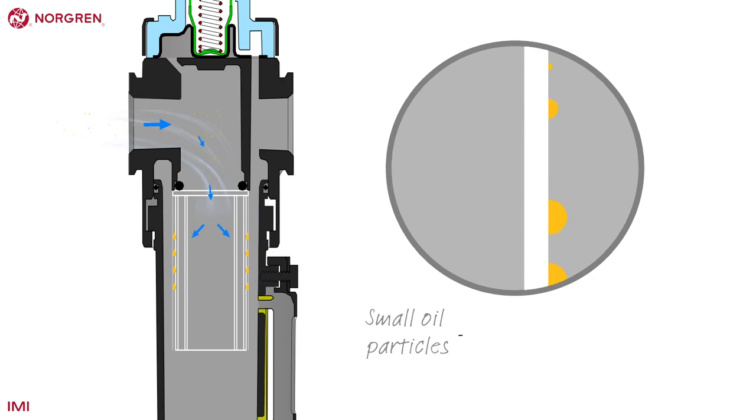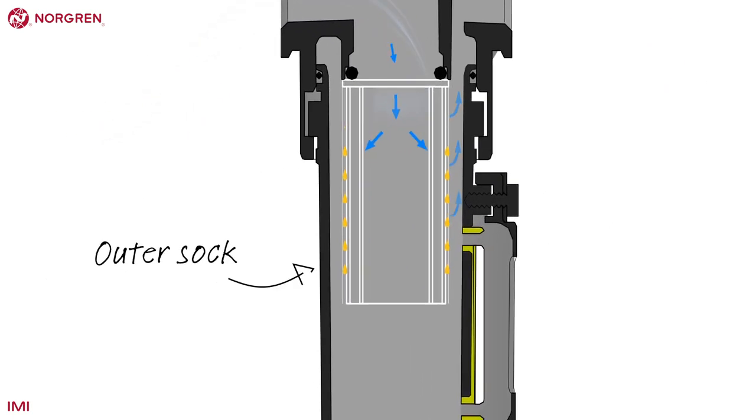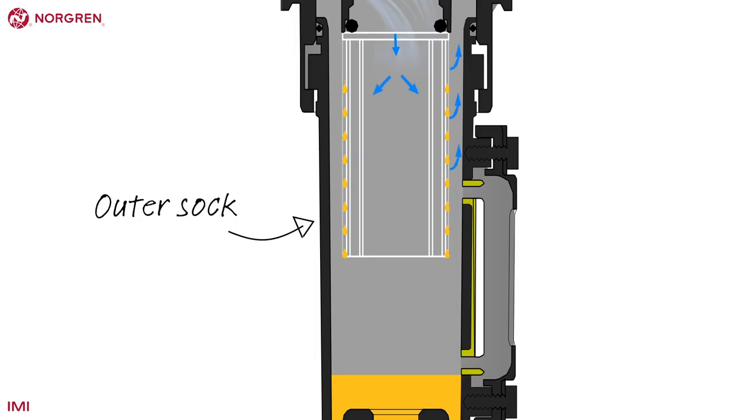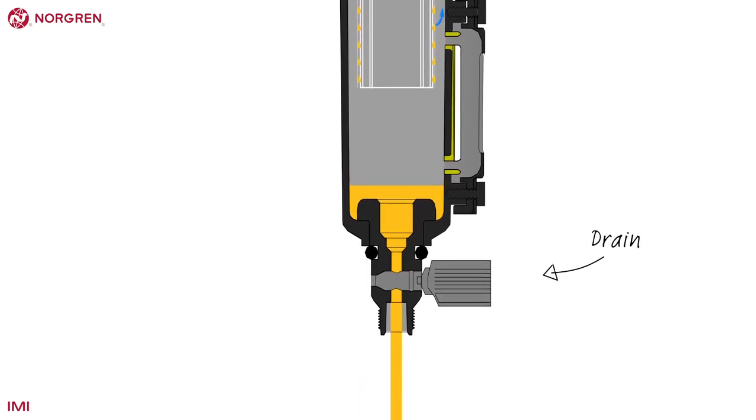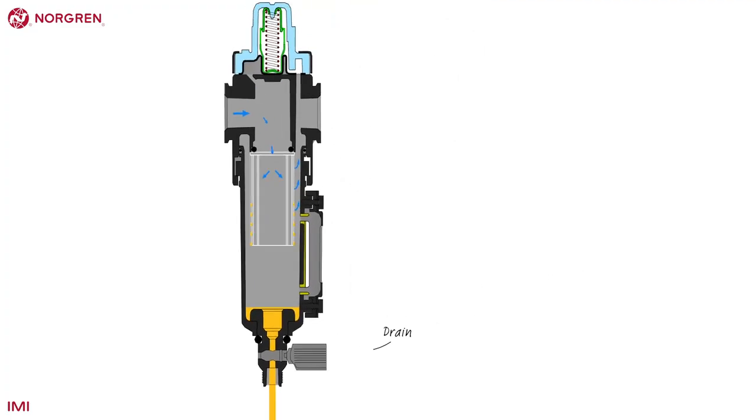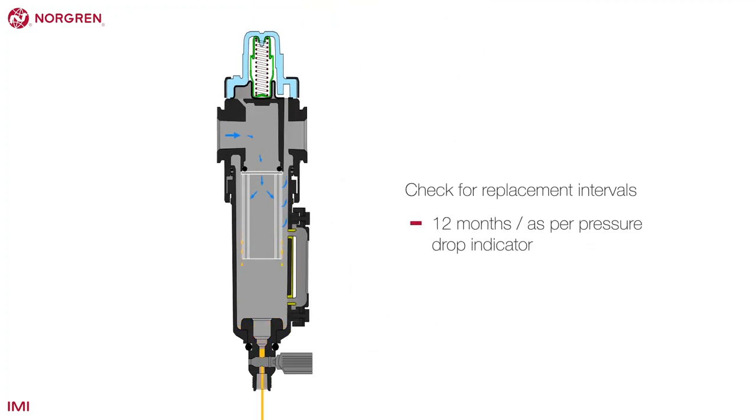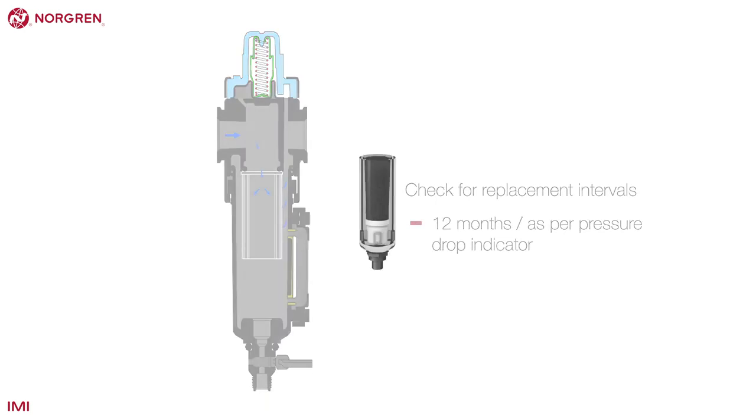When it's working, you will notice a wet band around the sock as the oil gathers and drains into the bowl. Contaminant oil needs to be drained before it reaches the bottom of the element, or it will be pulled back into the system. Check for replacement intervals and operating limitations regarding temperature.